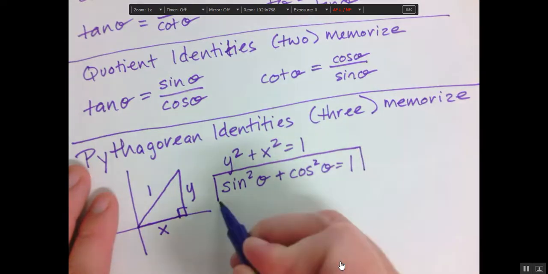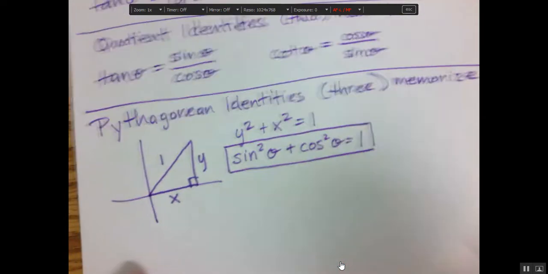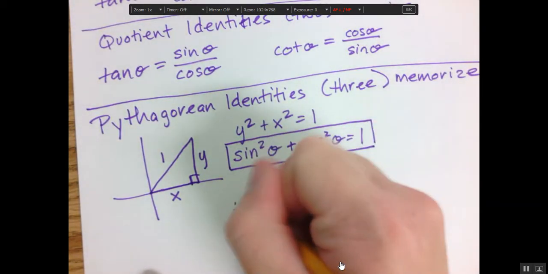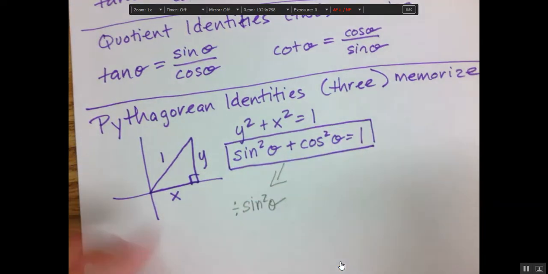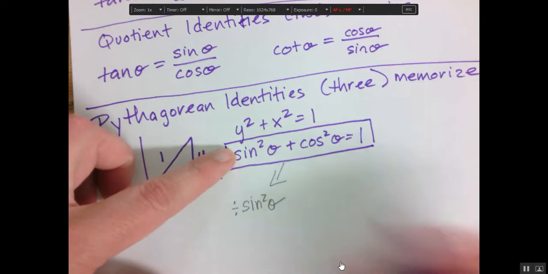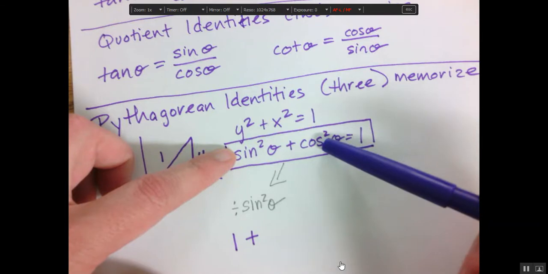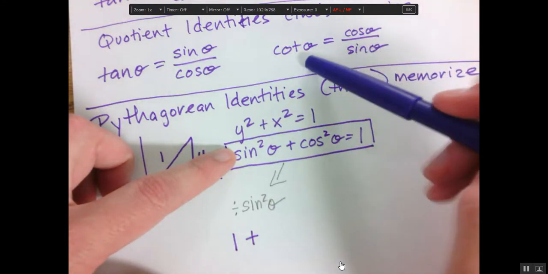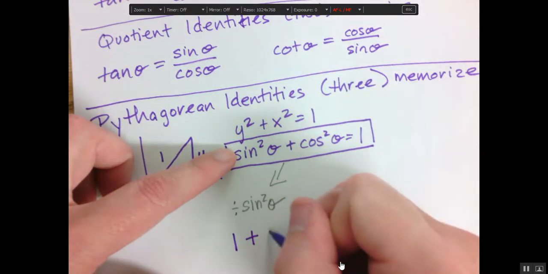The other 2 you can find by dividing. So if I divide both sides by sine squared theta, what do I get? Sine squared over sine squared is what? 1. Plus cos squared over sine squared is going to equal cotangent squared. Well done.